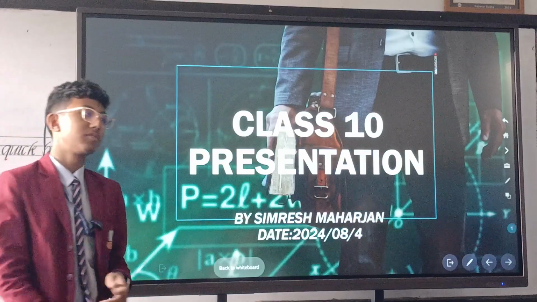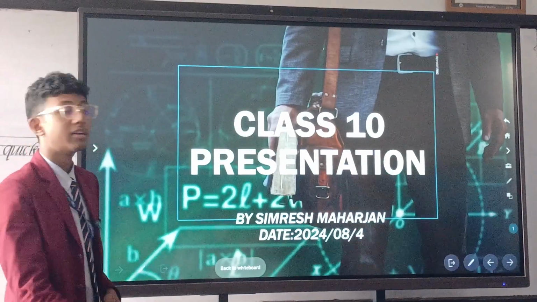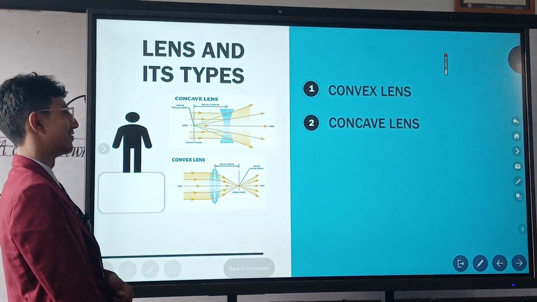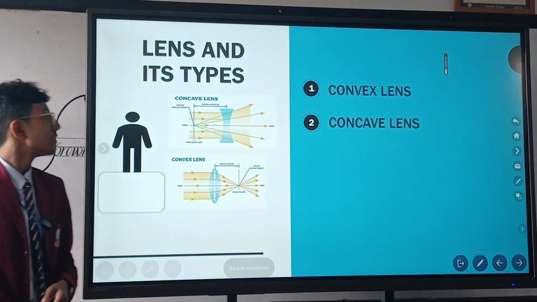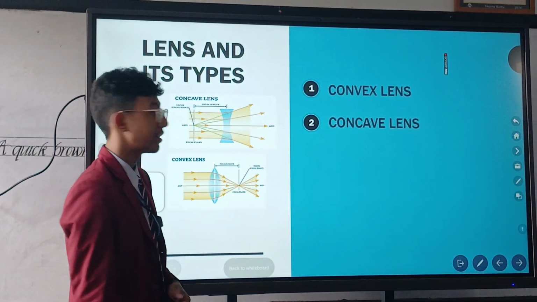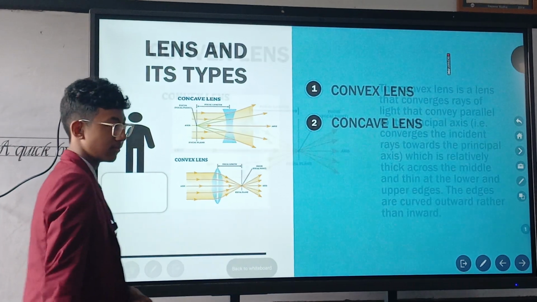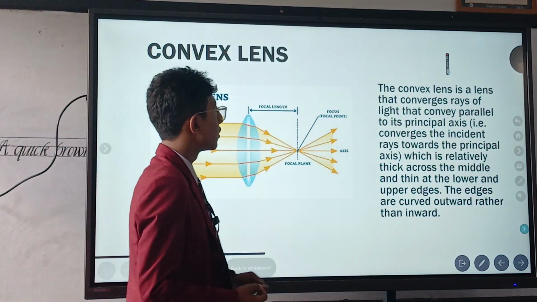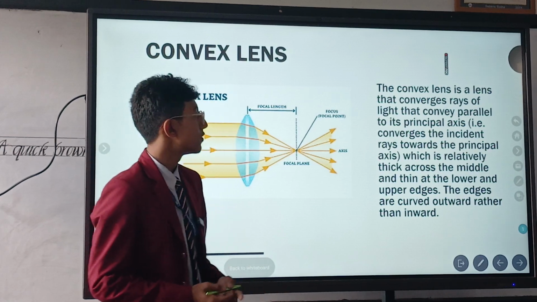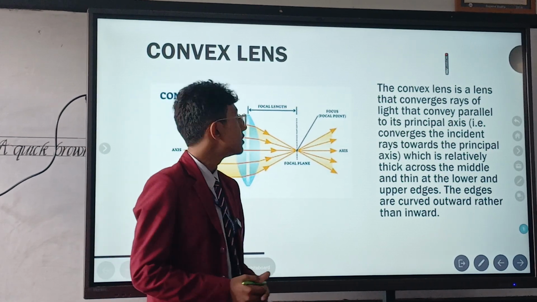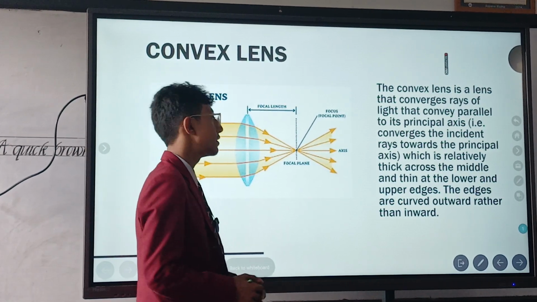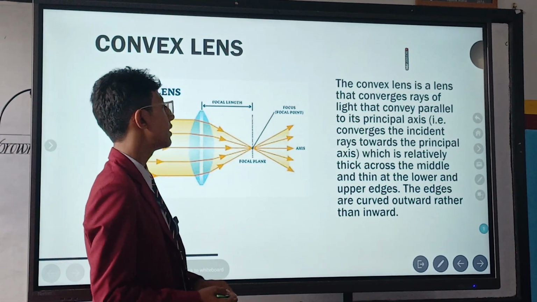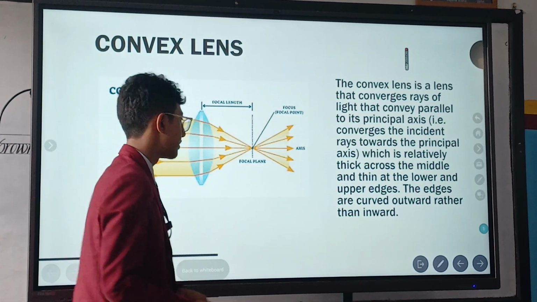So namaskar everyone. So I'm going to discuss the chapter lenses. There are two types of lenses: convex lens and concave lens. A convex lens is a lens that converges rays of light that are parallel to its principal axis, that is, it converges the incident rays toward the principal axis. It is relatively thick across the middle and thin at the lower and upper edges.